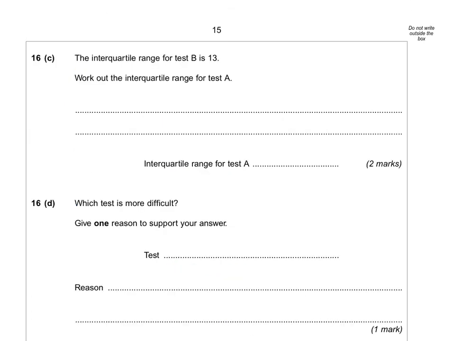So 16 Part C. The interquartile range for test B is 13. Work out the interquartile range for test A. Now, we know that the interquartile range is equal to the upper quartile minus the lower quartile. So that's 25 take away 15, which gives us an interquartile range of 10.